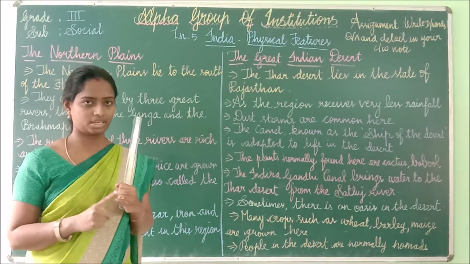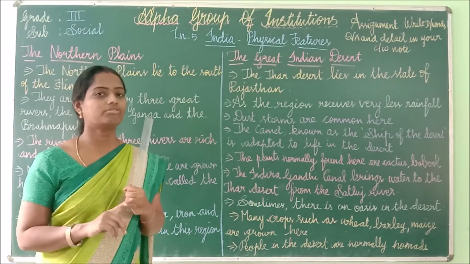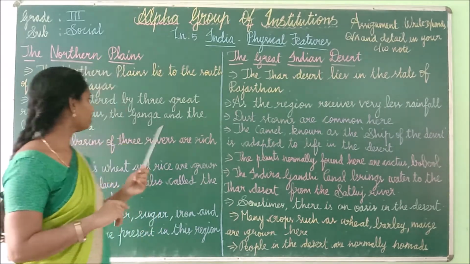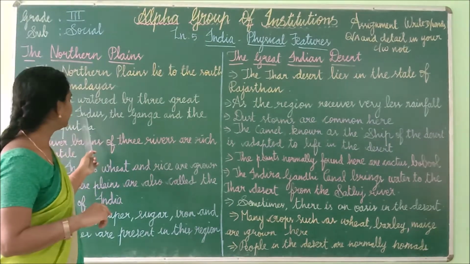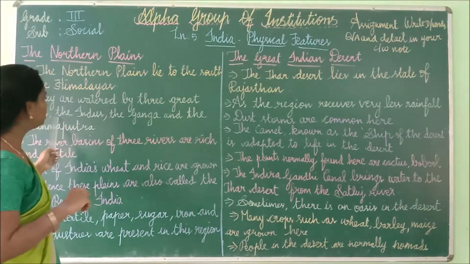The first one is the Indus. You should take care of this. Indus, Ganga and Brahmaputra. You should know this. What is the spelling of Indus? I-N-D-U-S. They only say rivers, but we have to say it with the Indus.